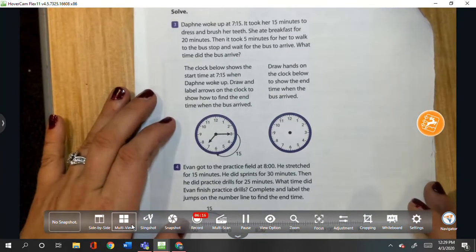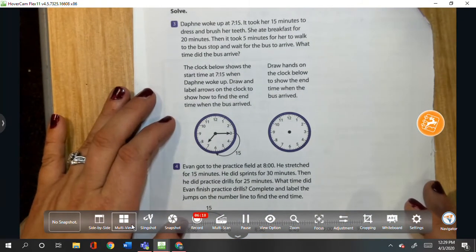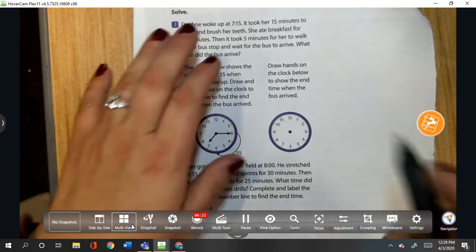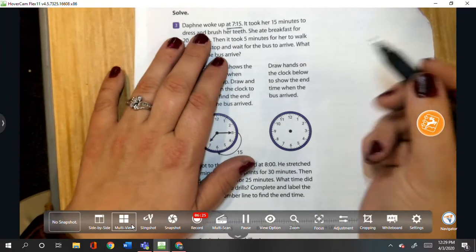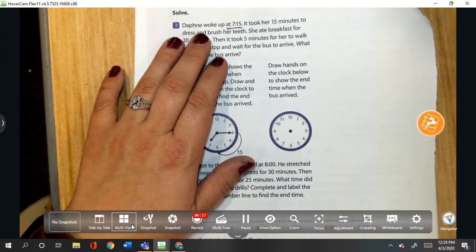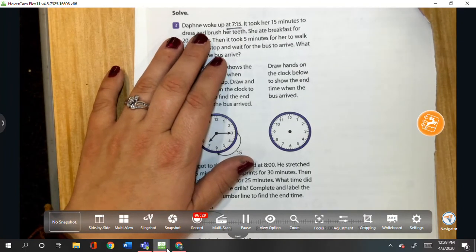Now, this problem number 3 is going to involve time. So pay very, very close attention. Daphne woke up at 7:15. All right, so we can start, let's see.